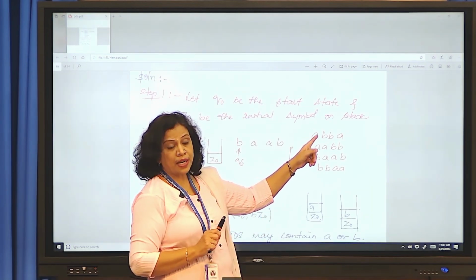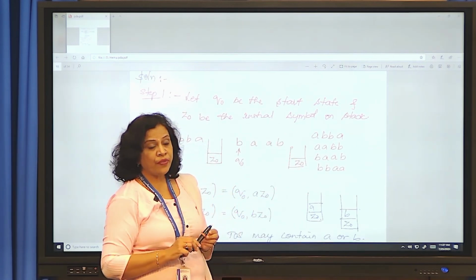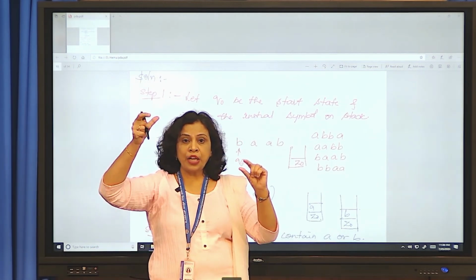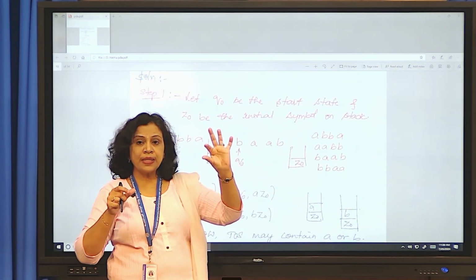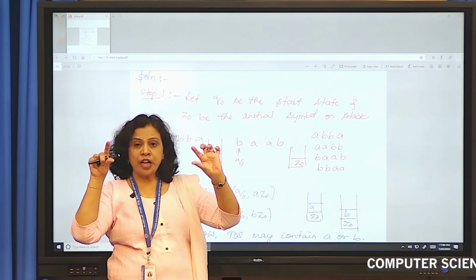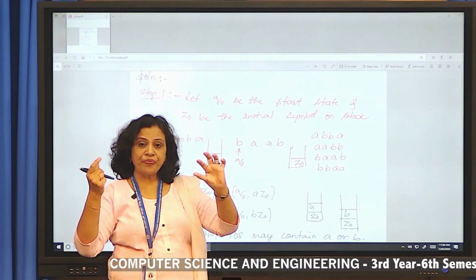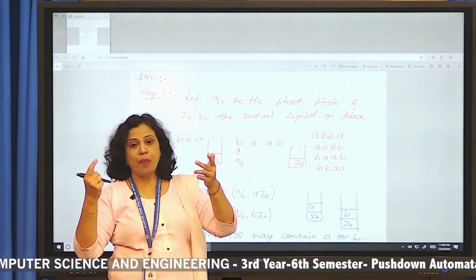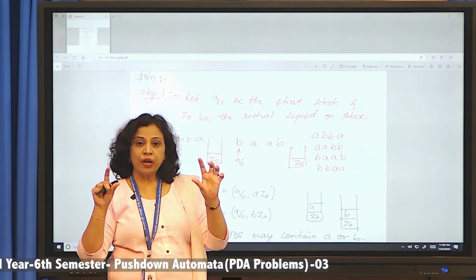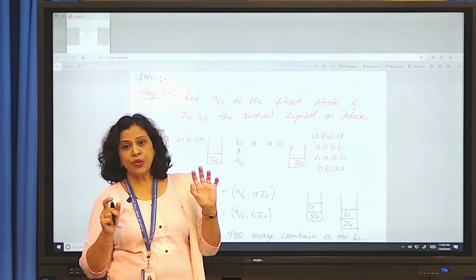The idea is like this. If the string is starting with a, or if the string is starting with b, whatever the first input is, push it onto the stack. Then you read the input and compare it with the stack. If the input is a and TOS is a, both are a, push. If input is b and TOS is b, push. Input a, TOS b, pop. Input b, TOS a, pop. So both a, push; both b, push; one a and one b, pop; one b and one a, pop. That is the design you have to do.